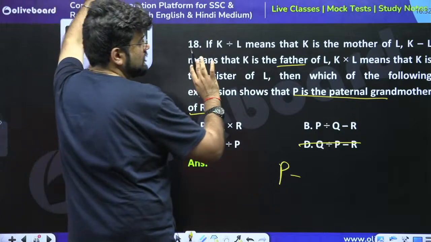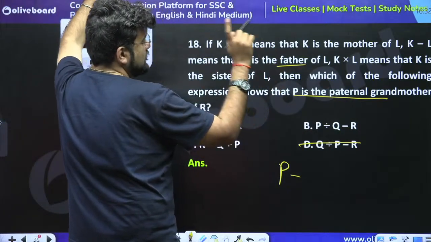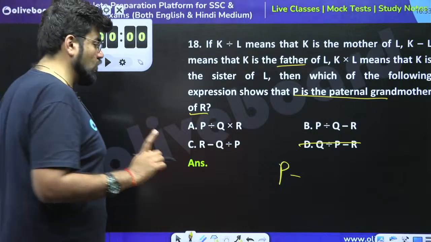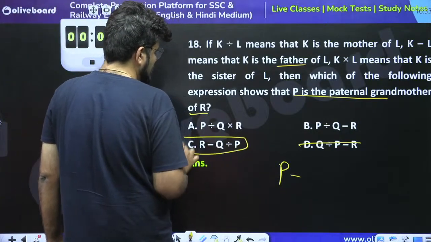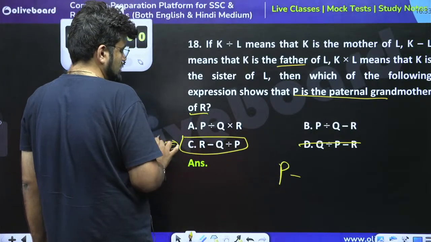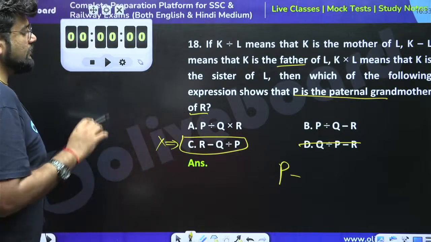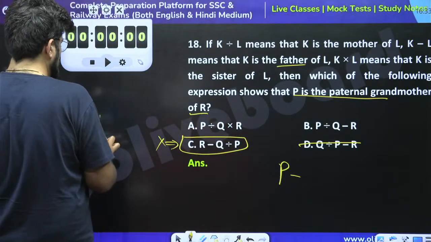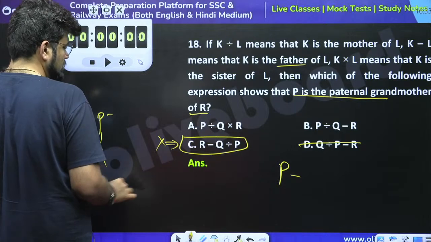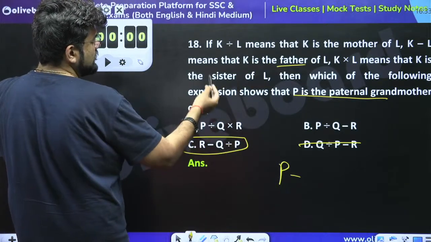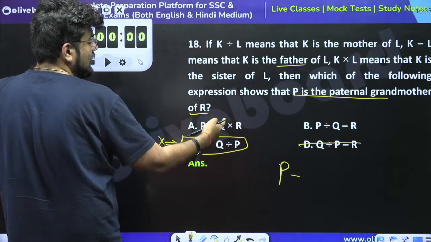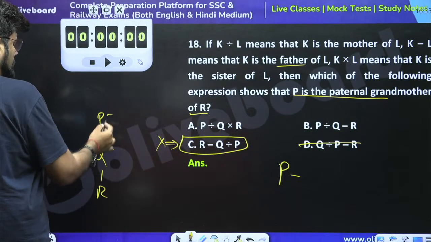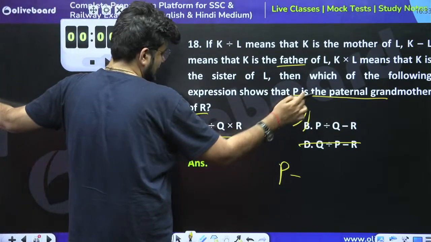Also, everything is in the straight direction. There is no husband and wife mentioned here. That means for the last member, most probably we will not be able to check the gender. So this might not be the answer. Now check between A and B. P divided by Q means P is the mother of Q, and Q into R means Q is the sister of R. But we need P to be the grandmother. Q minus R means Q is the father of R, and P is the paternal grandmother of R. Option B is our correct answer.